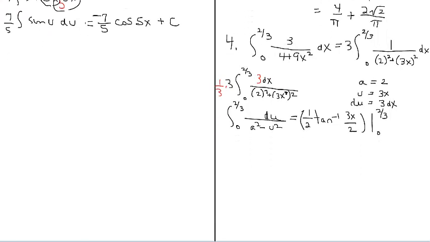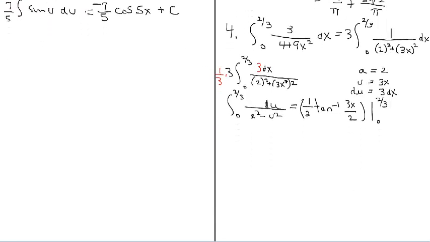Now we just have some calculations to do. I'm going to pull the 1/2 out in front of the bracket. Let's plug in 2/3. So 3 times 2/3 is going to give 2, but 2 over 2 is 1, so this is arctan of 1. Plug in 2/3, multiply by 3, and divide by 2, it'll clean up to 1. Minus arctan, plug in 0 for x, arctan of 0.